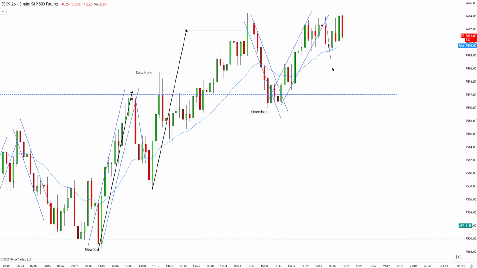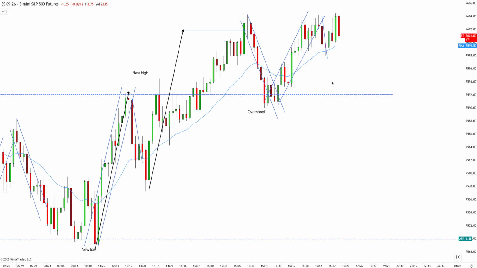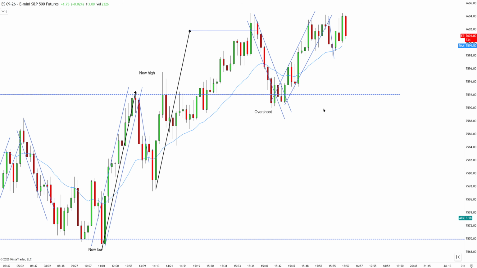I'm going to wait for a little bit more price action. This is what you have to do as a trader. Wait for price action, wait for confirmation, so you know exactly what you're trading. Because right now you have two legs up. There was an overshoot that created a push above the EMA, so the structure is still developing.